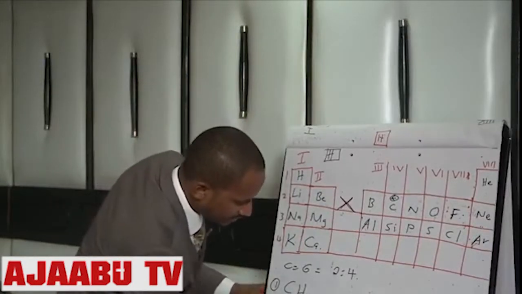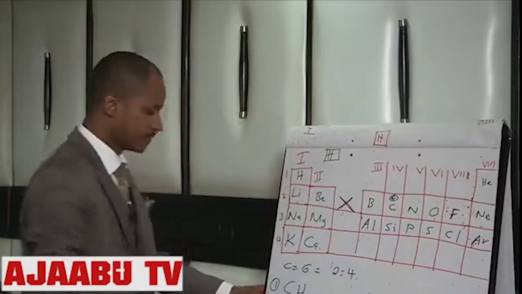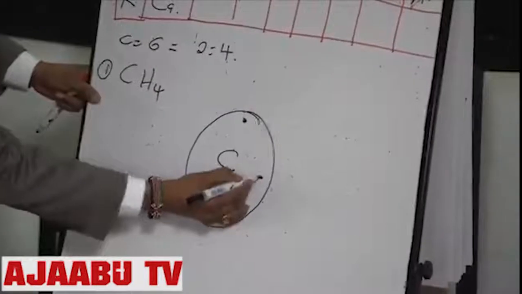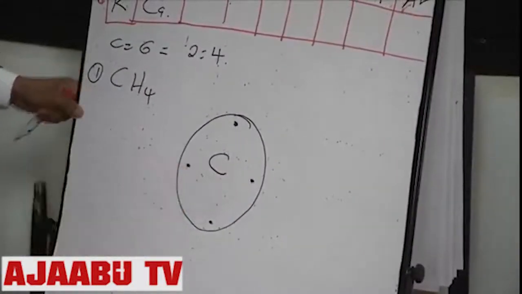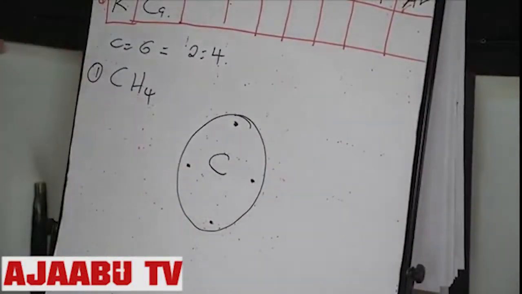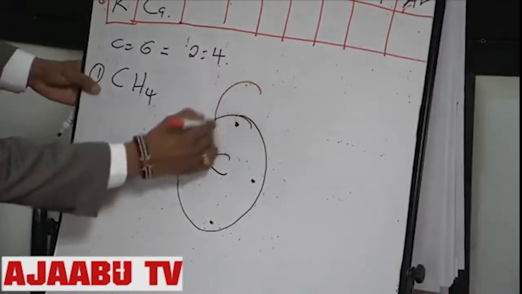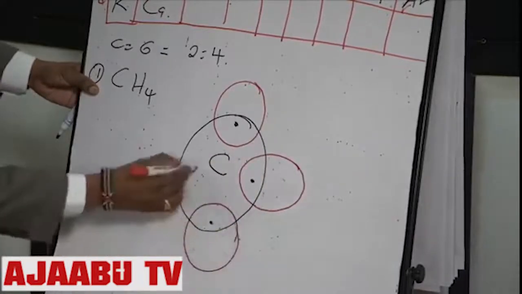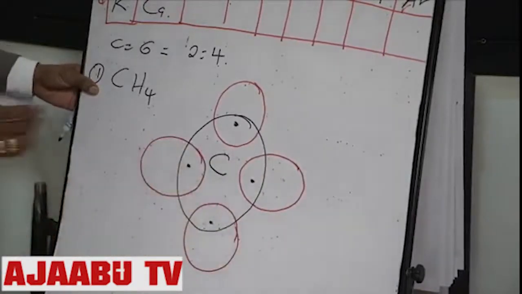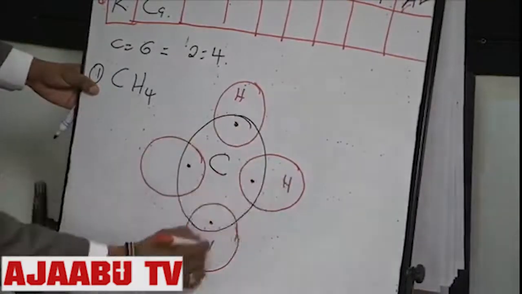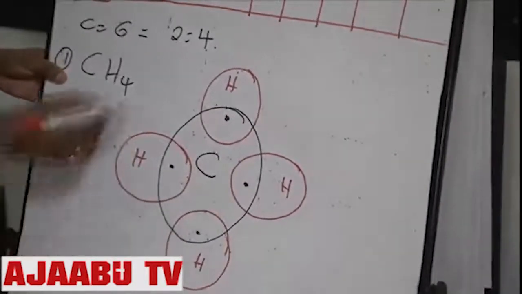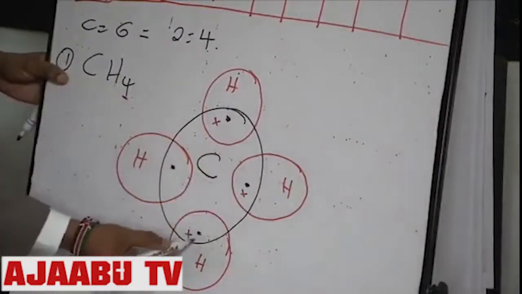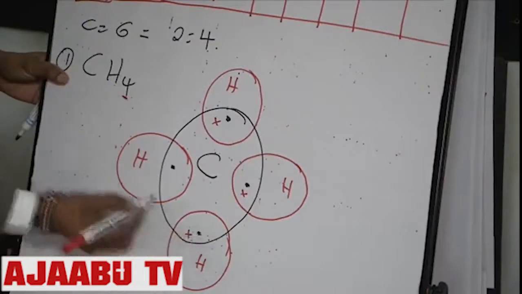So we have that carbon. Then carbon already has four electrons here: 2, 3, 4. Identify them. Then we need four hydrogen atoms. I'm using different pens so that at least we can differentiate. So if these are hydrogen atoms, then hydrogen has four. I'm using X to show that these are electrons from carbon, and these are electrons from hydrogen.